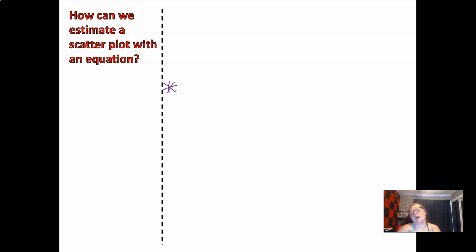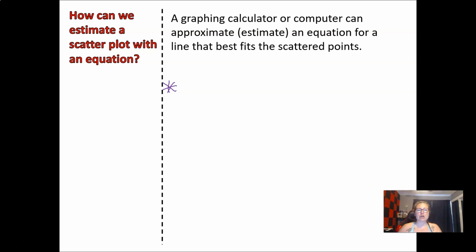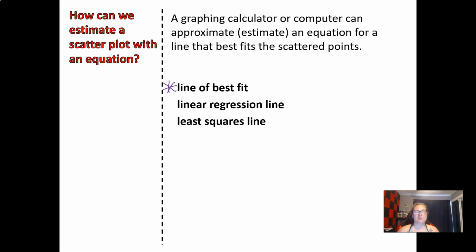All right, so how can we estimate a scatter plot with an equation? Usually a graphing calculator or computer would be used to get an estimate of the equation for a line that best fits the scattered points. A line that best fits is the line of best fit. It could also be called a linear regression line or a least squares line, but we're going to call it the line of best fit. All the same thing.